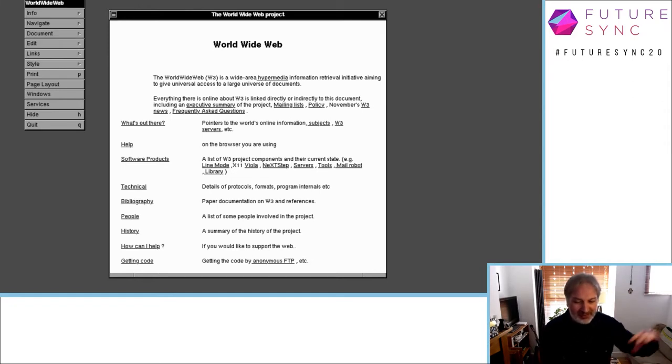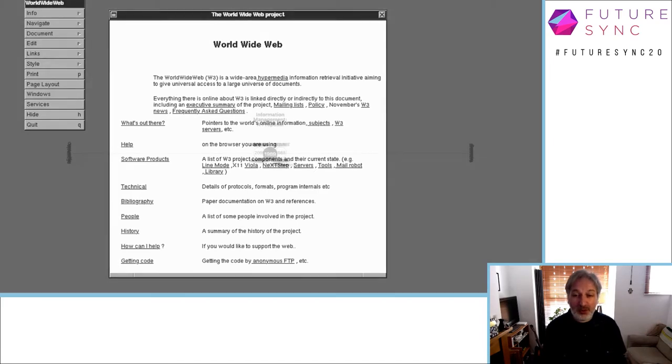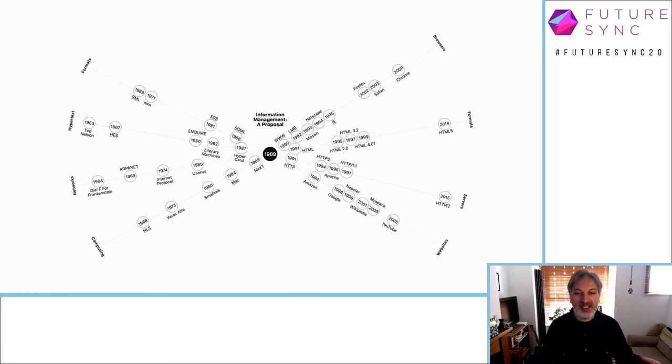I was more involved in the explanatory website that went with the project. I spent most of my time working on this timeline of the web. Because this was all about the 30th anniversary of that initial proposal, I thought, well, it's fairly easy to show what happened in the 30 years since the invention of the web. But what about the 30 years beforehand?